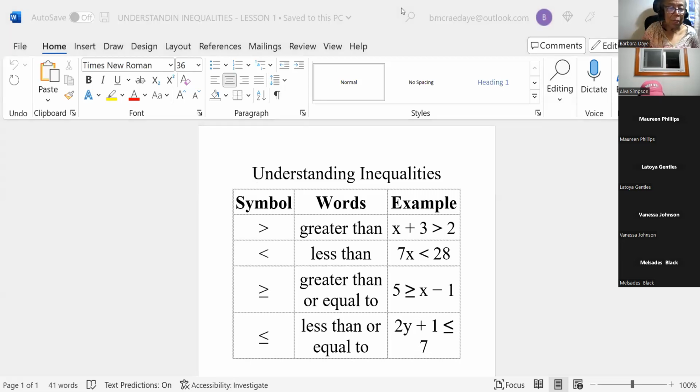Now I want to bring up, let's see, I want to bring up my PowerPoint. Understanding inequalities.